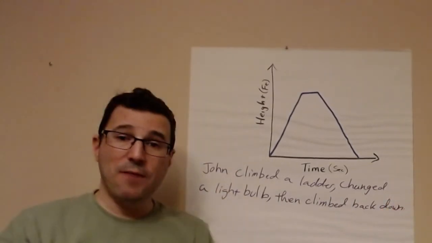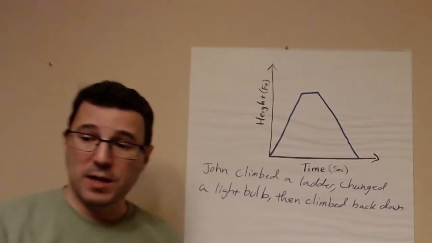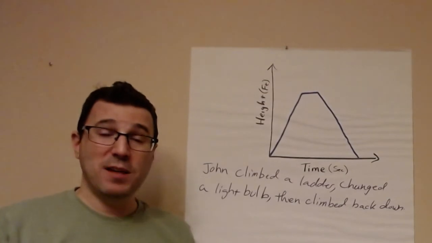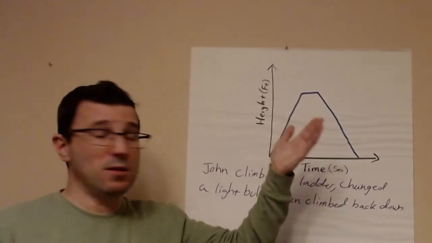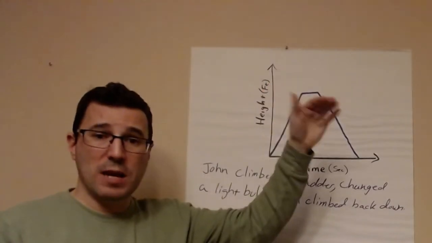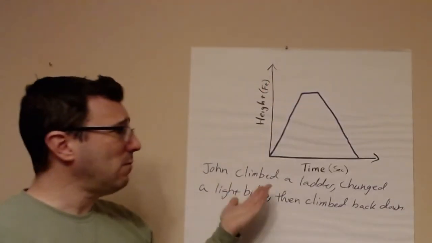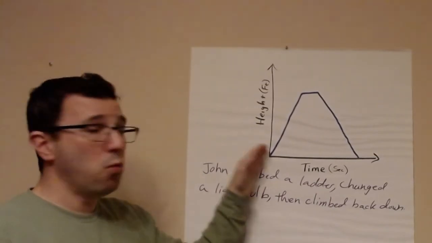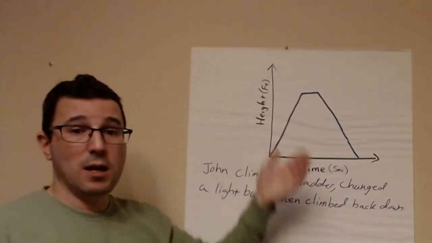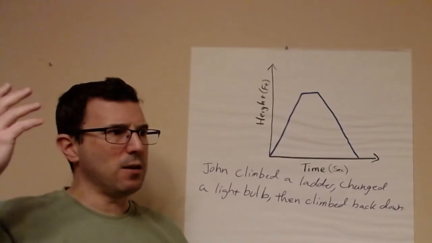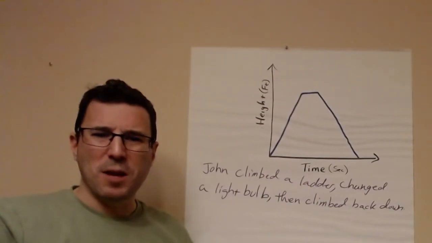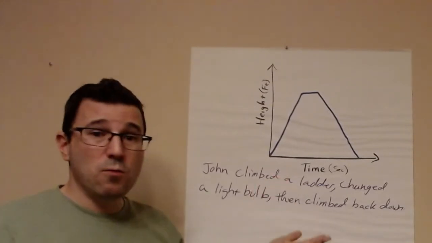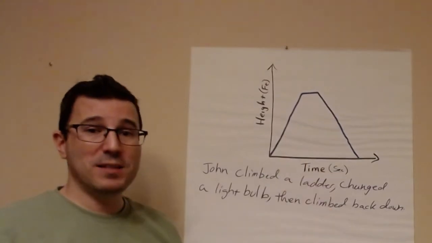Okay? I have to use what the graph is telling me in order to write a scenario that actually makes sense. This is just one scenario. He went up the ladder, stayed there to change the light bulb, came back down the ladder. It could have been something like someone walked up the stairs, then was at the top of the stairs and was like, oh shoot, I meant to bring the laundry upstairs, and went back downstairs. Basically, all you got to do is figure out what happened that this graph would make sense for.